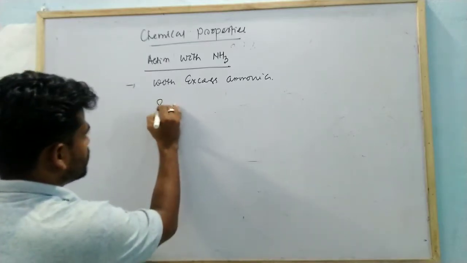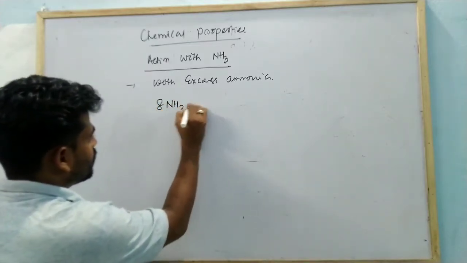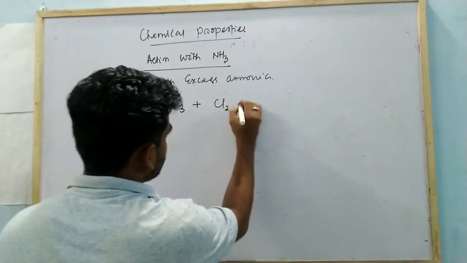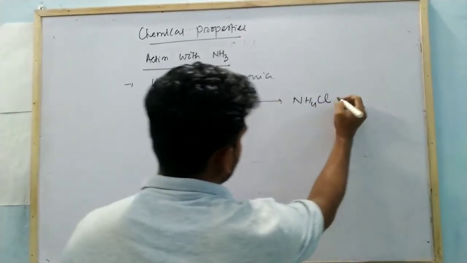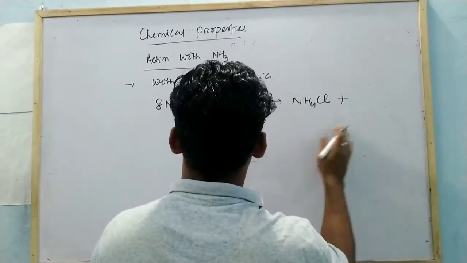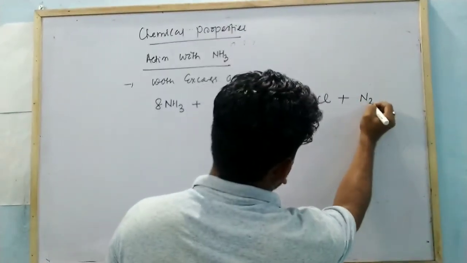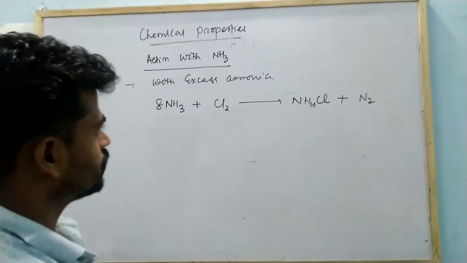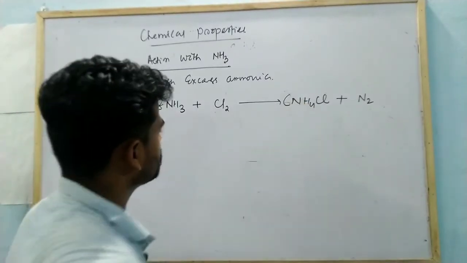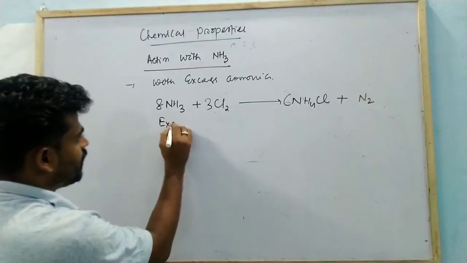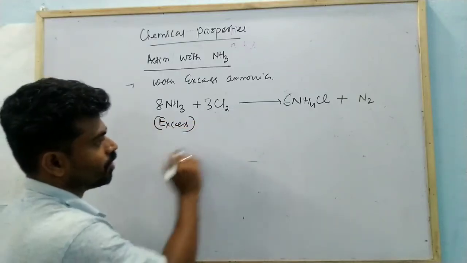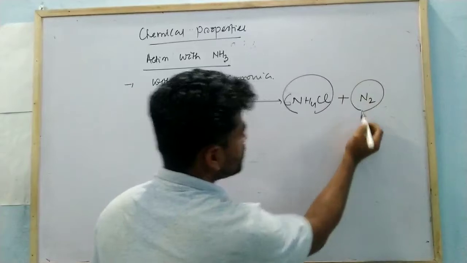So what is the reaction? The reaction can be written as NH3 plus Cl2 gives you NH4Cl plus N2. So 8NH3 plus 3Cl2 gives 6NH4Cl plus N2. This ammonia is used in excess. The products are NH4Cl plus N2.